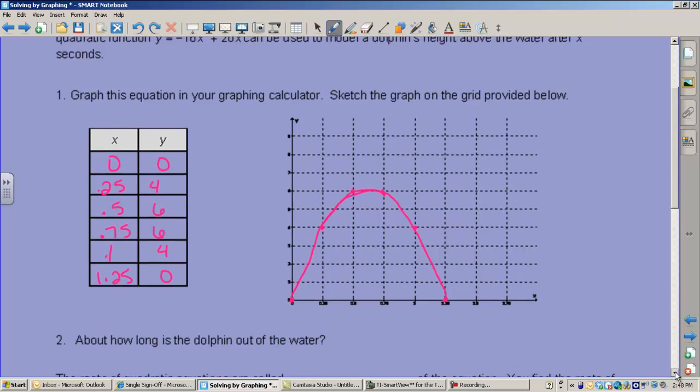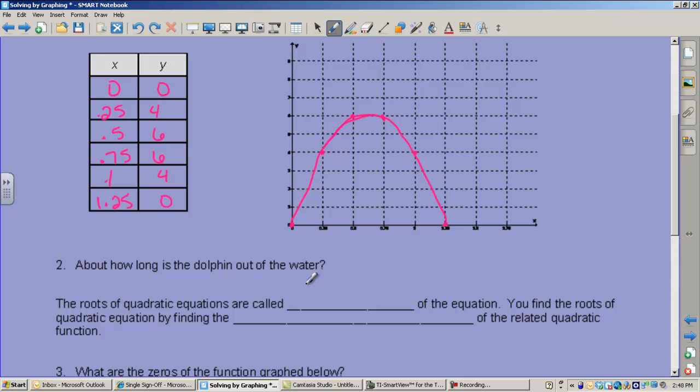So we're going to answer some questions. About how long is the dolphin out of the water? Well, he's out of the water from here all the way up and then back down to here. And if this is seconds and this is feet out of the water, he is out of the water for 1.25 seconds. Because at 1.25 seconds is when it comes back to 0, so the dolphin goes back into the water.